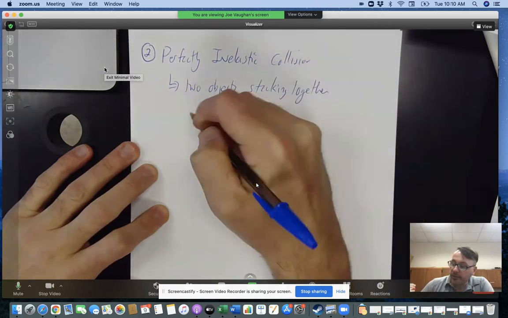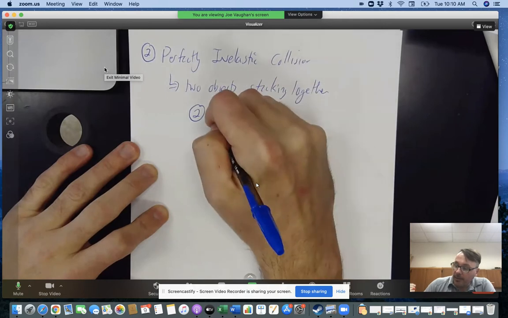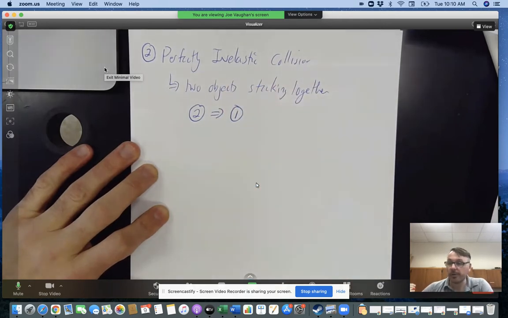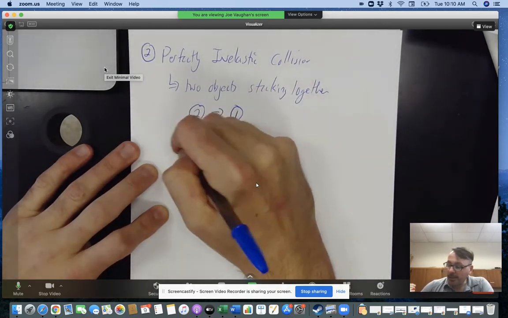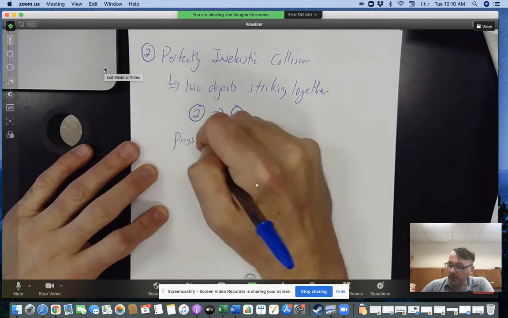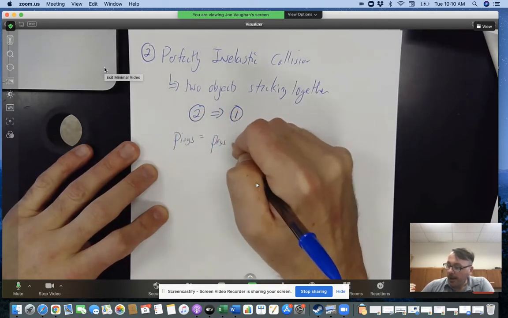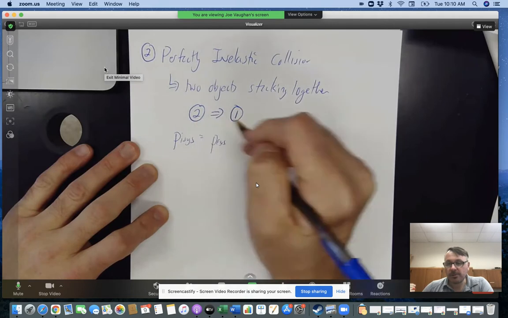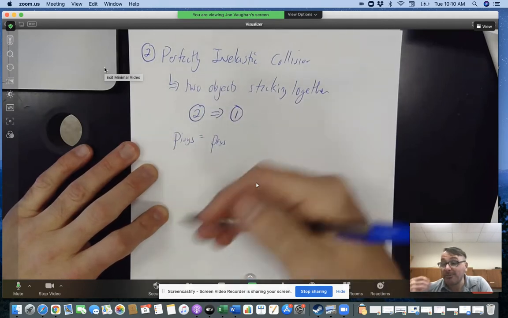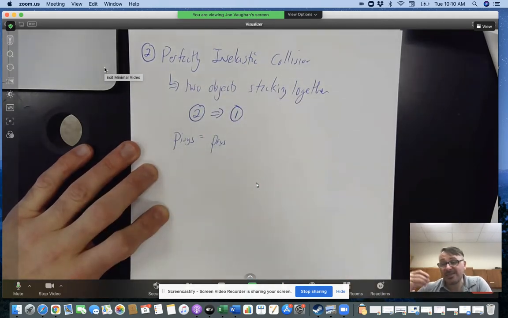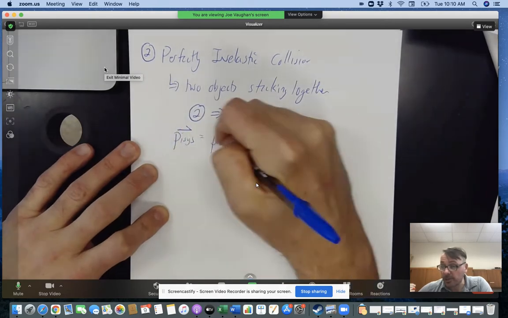So we start with two objects beforehand and we end up with one object afterwards. So when I do my PI of the system is equal to PF of the system. Now, by the way, I should have vector symbols over those. We're not going to write them when we're doing problems. I'm just emphasizing now that it's very important that they're vectors. So I'm just going to put them in now.